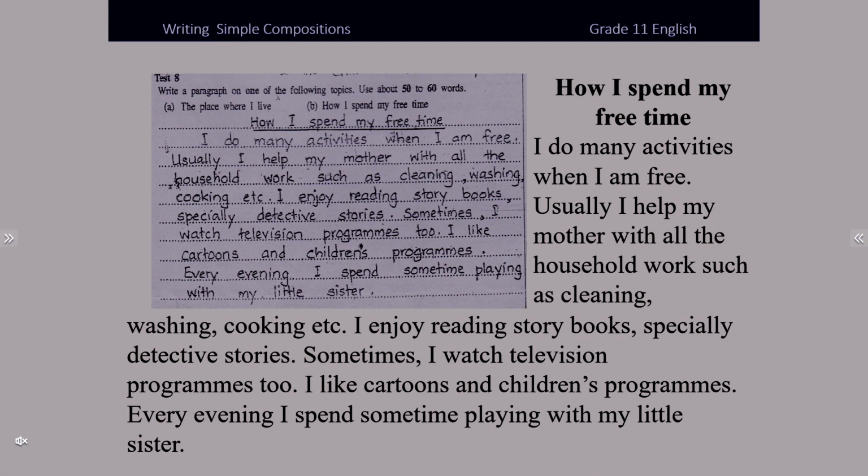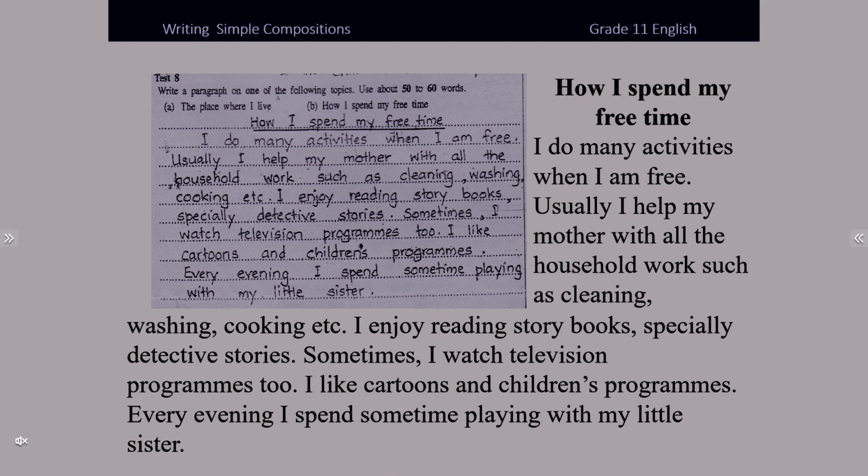Write a paragraph on one of the following topics. Use about 50 to 60 words. 2 topics were given: the place where I live and how I spend my free time. And here the answer is written for the second topic, that is how I spend my free time. And let's read through it and see whether we can identify the features. Right. How I spend my free time. The title itself gives you a clue that this is going to be in the simple present form.